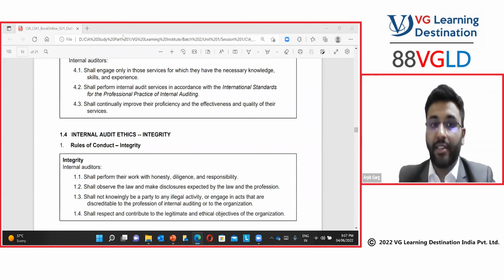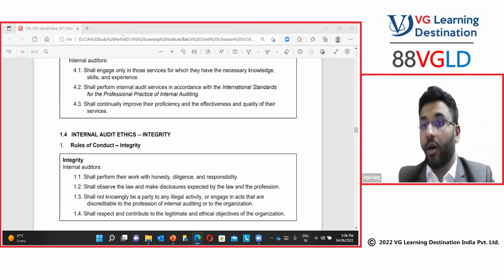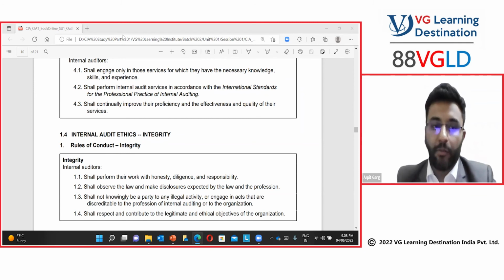But let's say there is something that the management itself is trying to fraud to the stakeholders. There are two things: either we report it to the right forum, or not. My ethical work gets completed there, right? So my standards, code of ethics completes there, that we have to inform the management and the board.